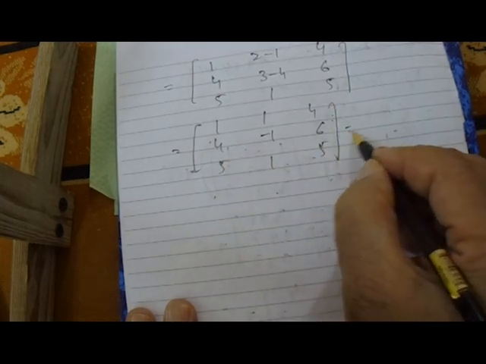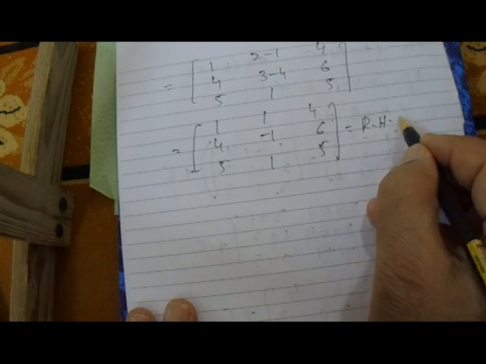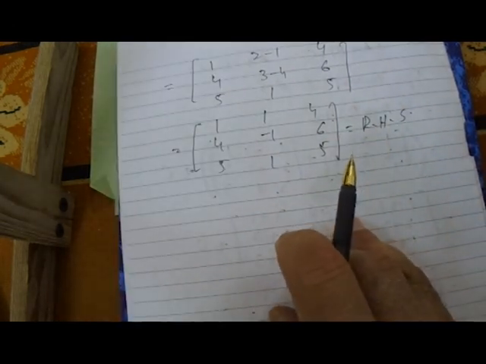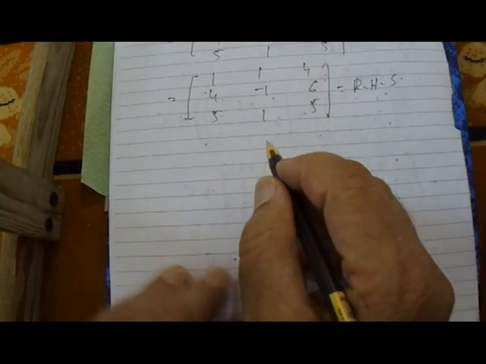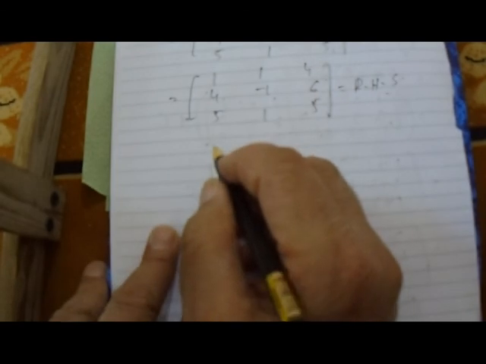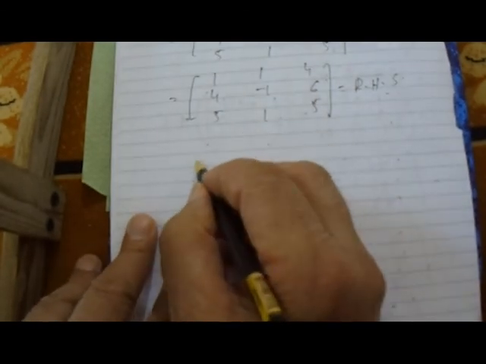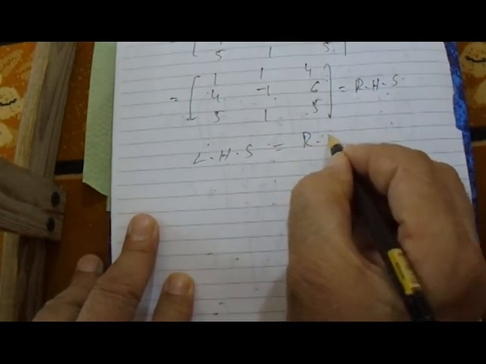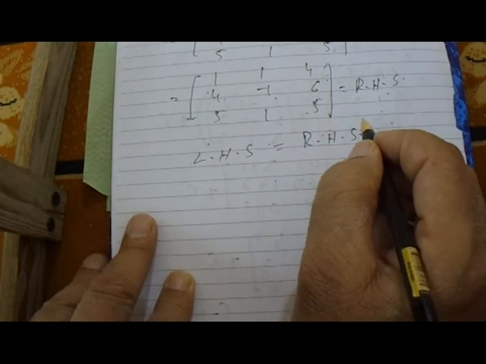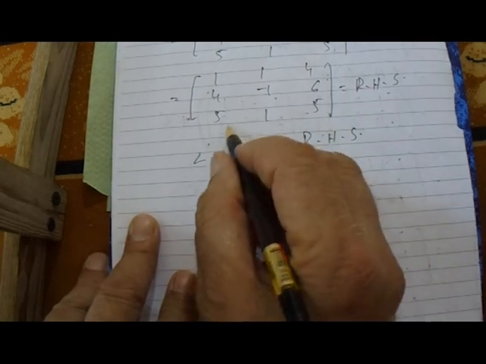Now it is our right hand side. Now comparing the answer of left hand side and right hand side, we write here left hand side is equal to right hand side, and the answer is correct.